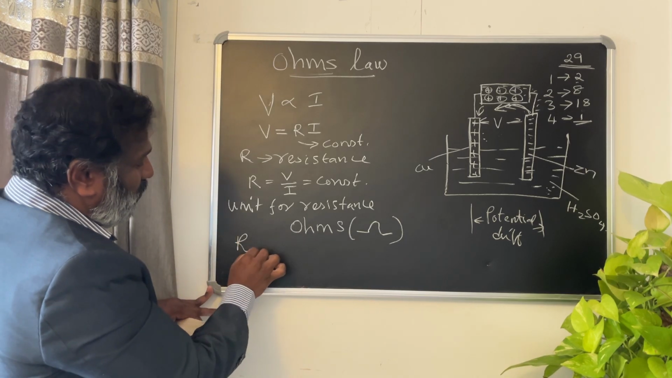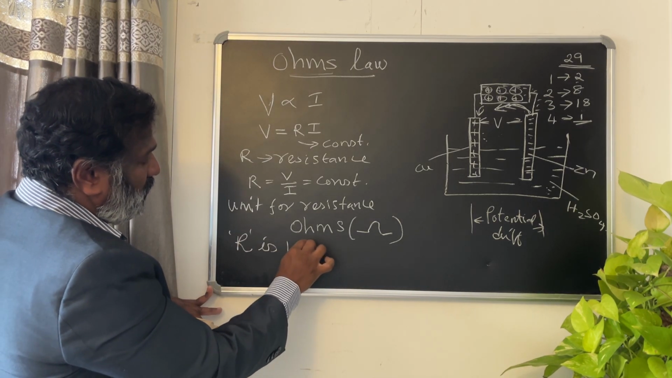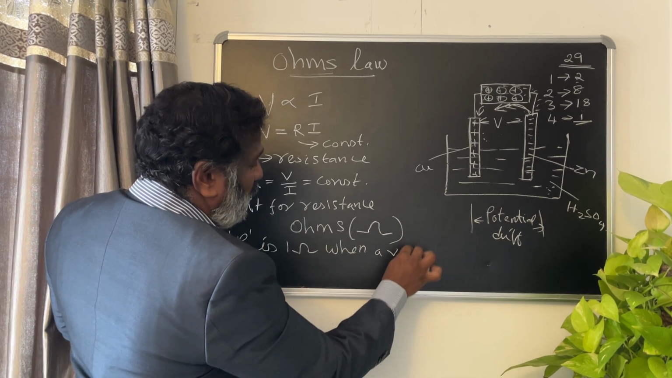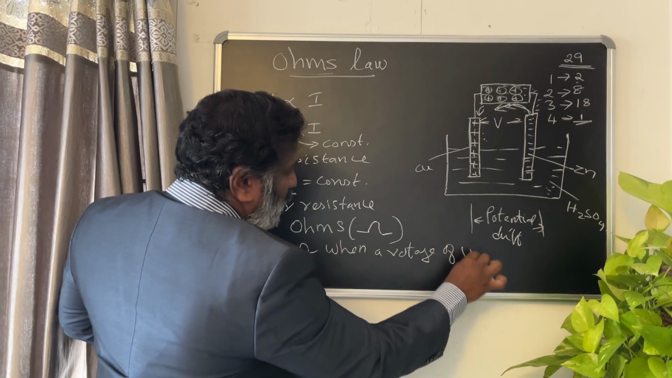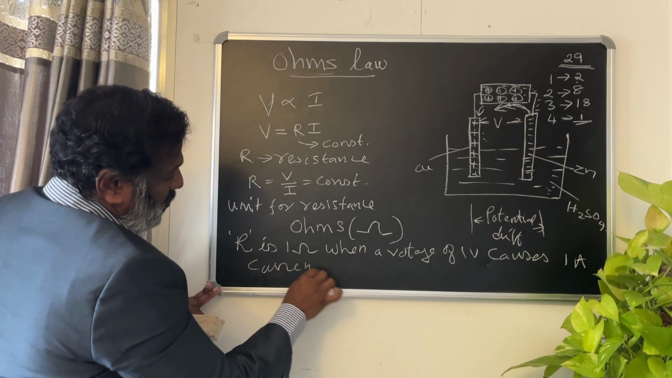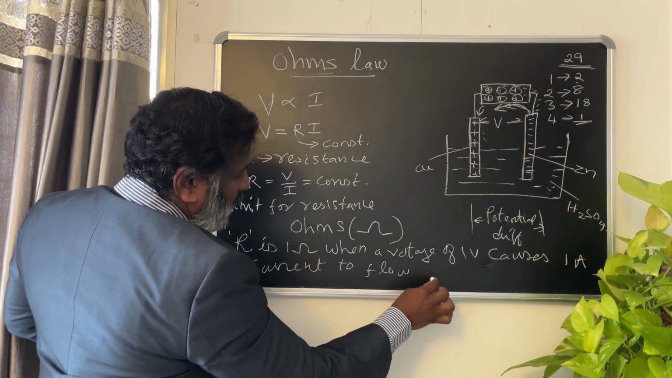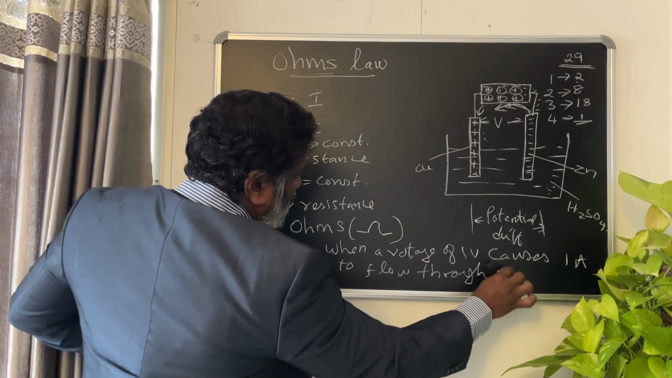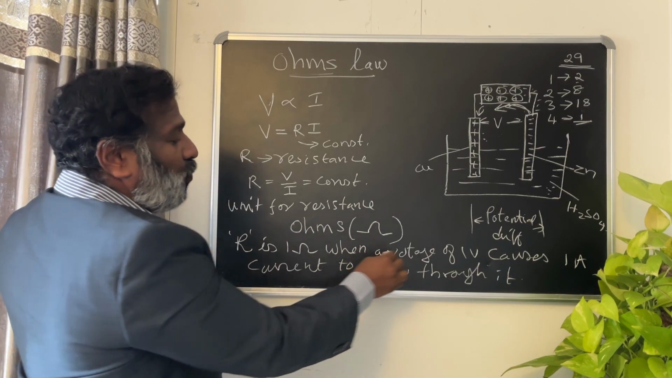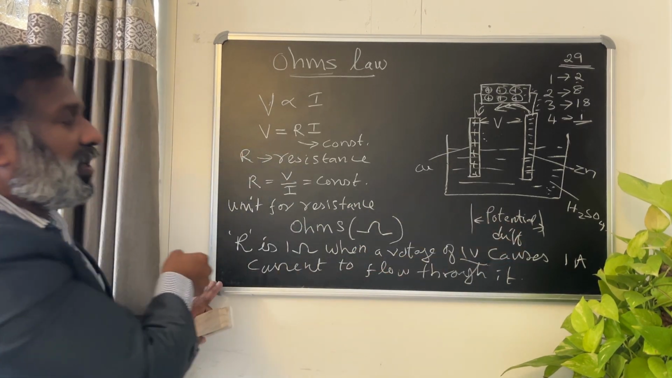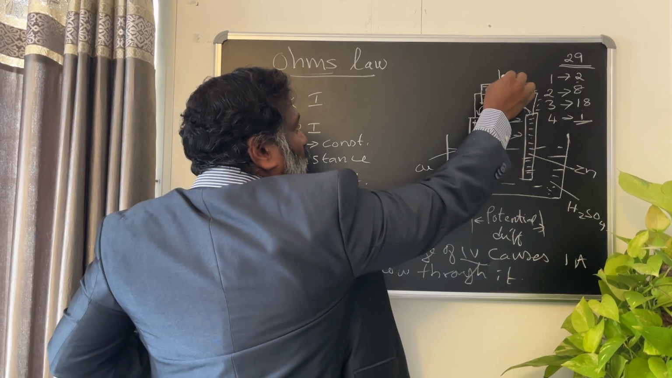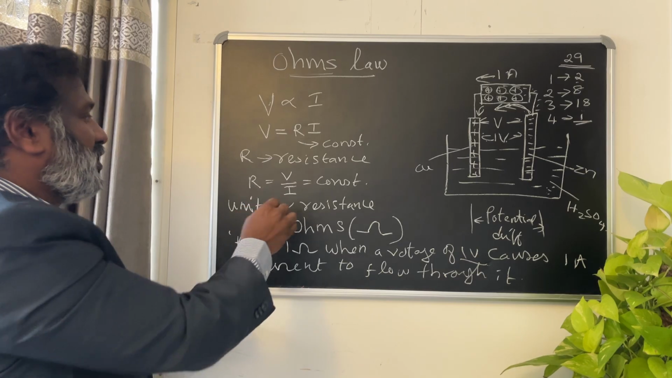The resistance is 1 ohm when a voltage of 1 volt causes 1 ampere current to flow through it. So the resistance of this conductor is 1 ohm when a voltage of 1 volt causes 1 ampere current to flow through it. So when the potential difference is 1 volt, and because of that 1 ampere current flows through that, the resistance is equal to 1 ohm.